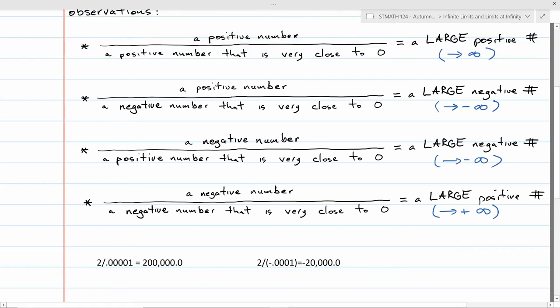I can give you a little shorthand for abbreviating these behaviors. If I let C with a plus on top represent my positive constant, divided by something that's getting close to zero and positive, so I'm putting zero plus to indicate not exactly zero but close to zero and positive, then that's going to go to infinity. On the second one, you would have C plus over zero minus. That's going to negative infinity. And then we have C minus over zero plus. That's going to negative infinity. And C minus over zero minus is going to positive infinity.